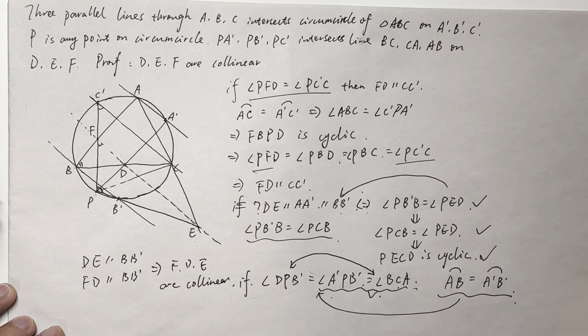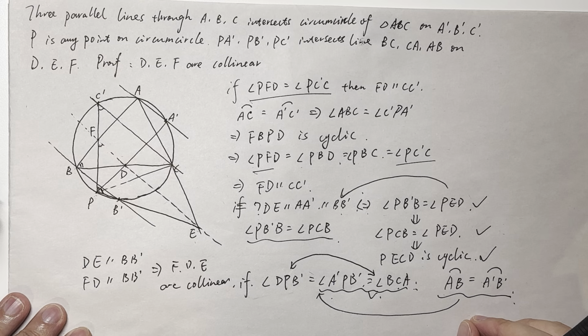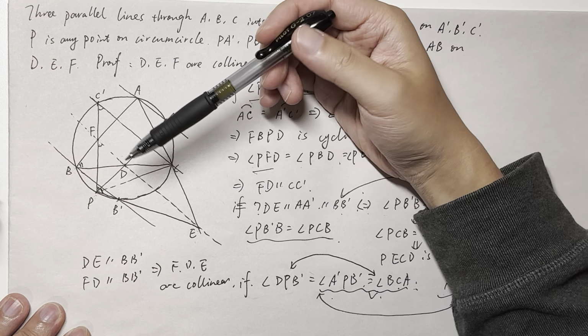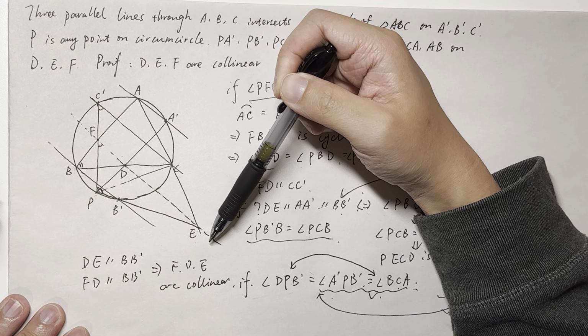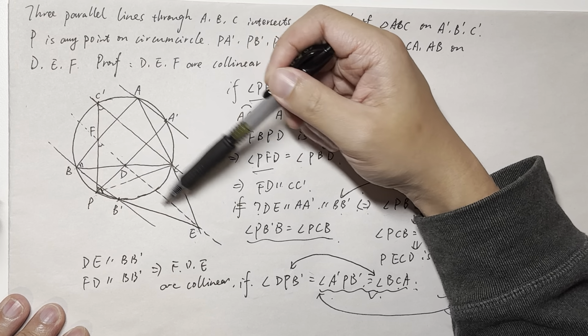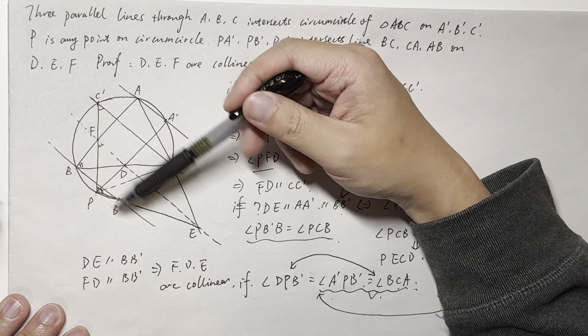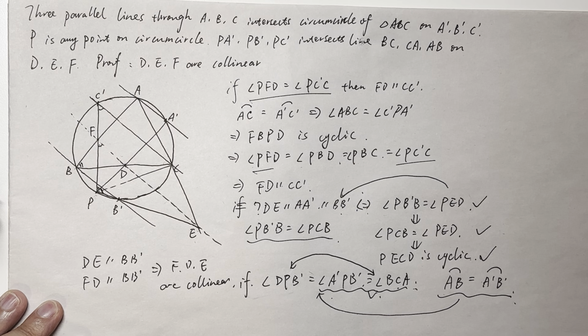So this problem is not a very straightforward one, but if you think about it carefully and find the ways that we can prove 3 points are collinear by proving the segments FD and DE are in parallel with BB prime, CC prime, AA prime, then it's kind of easy to solve.